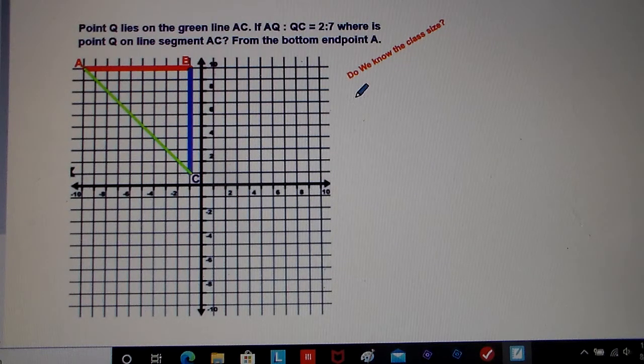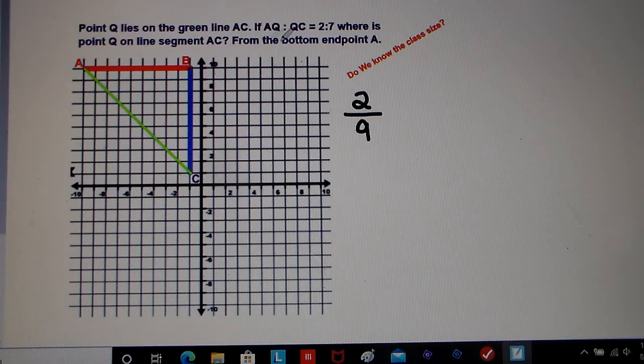The ratio 2 to 7, well, you take that first number, 2, and divide it by the total amount. So 2 plus 7 is 9. So Q is 2/9 of the way from A to C. So that's that ratio converted into a fraction for us.